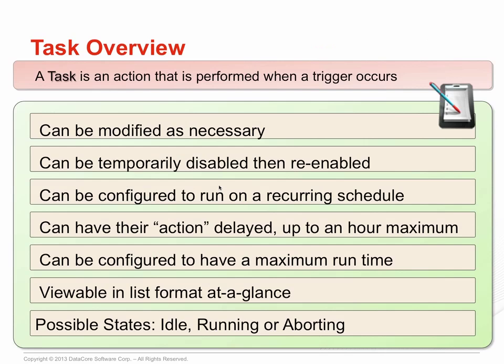Then you need to tell us for how long your task should run. Then do we need to run it live or with a delayed action up to 1 hour maximum? How you want to run it and for how long you want to run it. And each task is very easy to view and it's easy to understand and modify. So as possible states, we've got 3 states. We've got idle, running, or aborting.